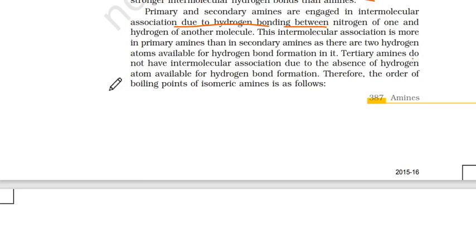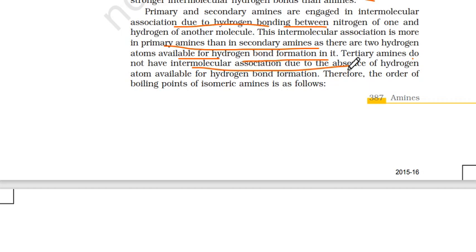This intermolecular association is more in primary amines than in secondary ones, as there are 2 hydrogen atoms available for hydrogen bond formation in the primary ones. Tertiary amines do not have intermolecular association because there is no hydrogen. You have taken out all the hydrogens in the case of tertiary amines.